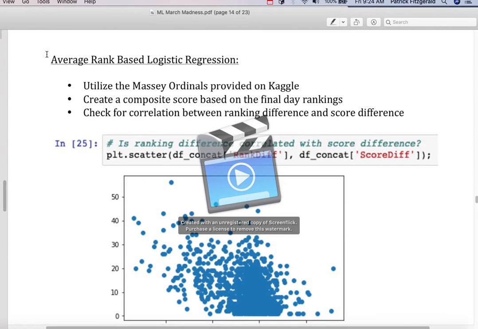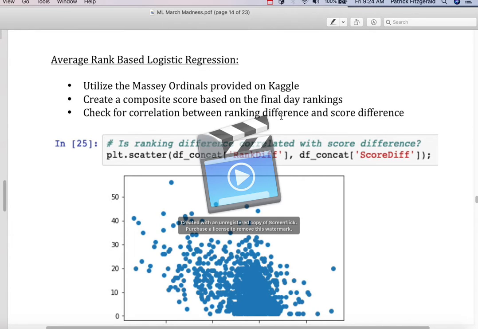So moving on to average rank-based regression. Again, this is utilizing the Massey ordinals provided on Kaggle, creating a composite score based on final day rankings, so the day right before the tournament starts. So the highest score possible for that team on that particular season leading into the tournament. This is something that I was talking about. Teams on a hot streak, on a winning streak, tend to do better, so that's something that we want to try to capture in our rankings, in our composite scores.